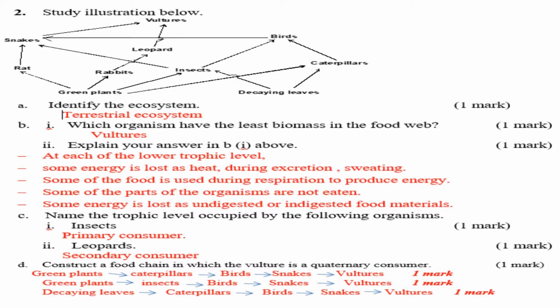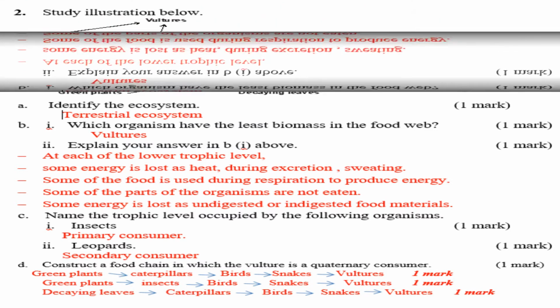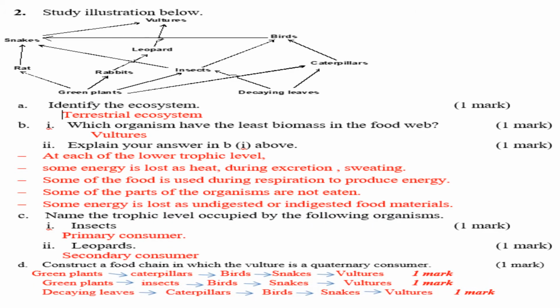The first food chain that we have constructed: green plants being eaten by caterpillars, caterpillars being eaten by birds, birds being eaten by snakes, and snakes being eaten by vultures. The second food chain: green plants being eaten by insects, insects being eaten by birds, birds being eaten by snakes, and snakes being eaten by vultures.